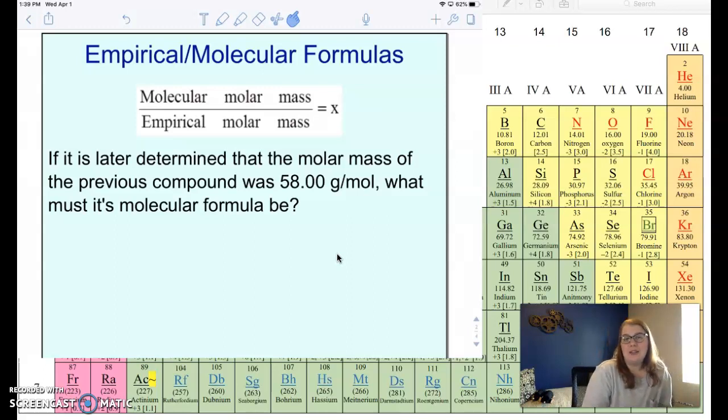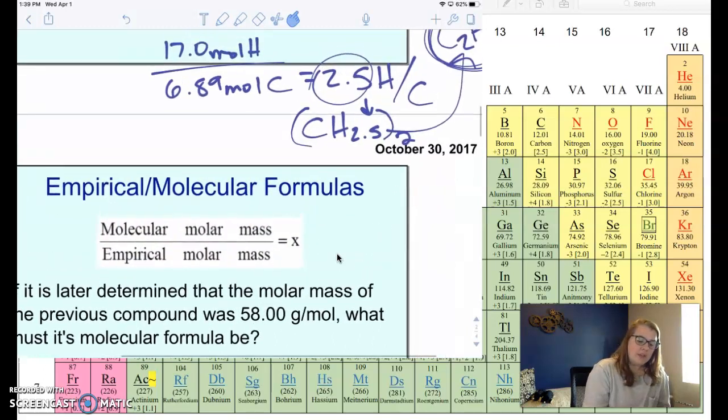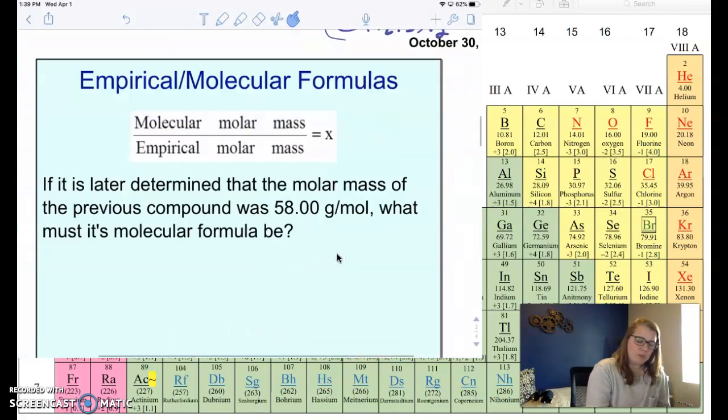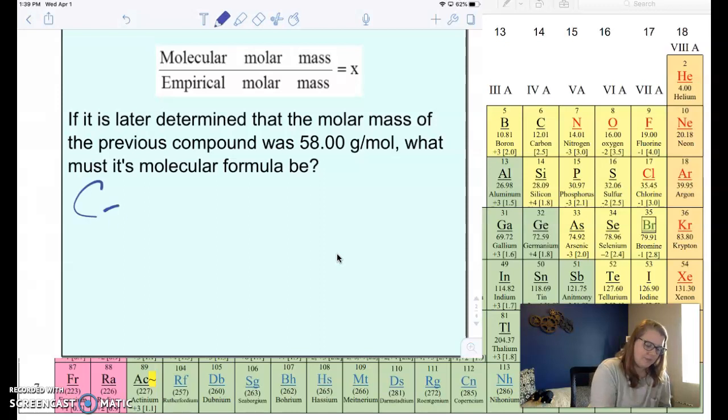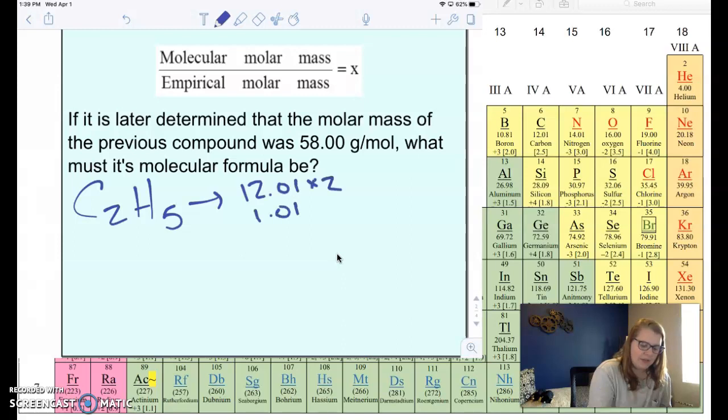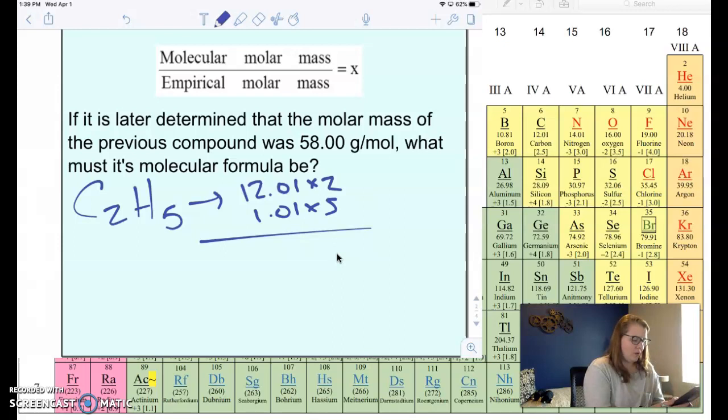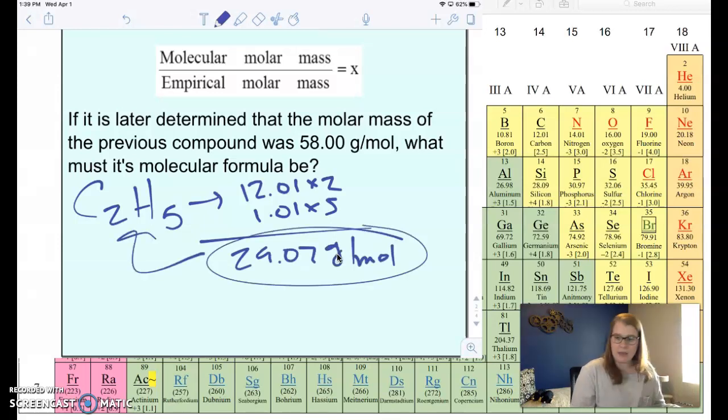So this question now says, if it is later determined that the molar mass of the previous compound was 58 grams per mole, what must its molecular formula be? So we figured out that the empirical formula from the previous problem was C2H5. So let's go ahead and figure out the molar mass of that. So that would just be 2 carbons and 5 hydrogens, which would come out to be 29.07 grams per mole. So that's the molar mass of C2H5.